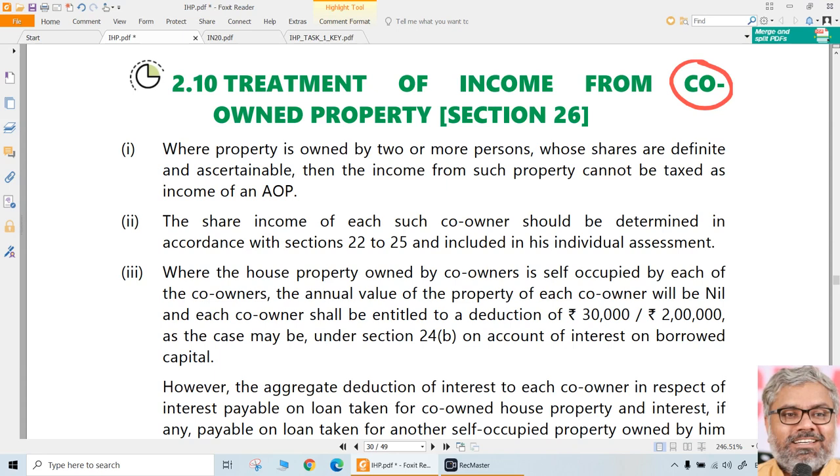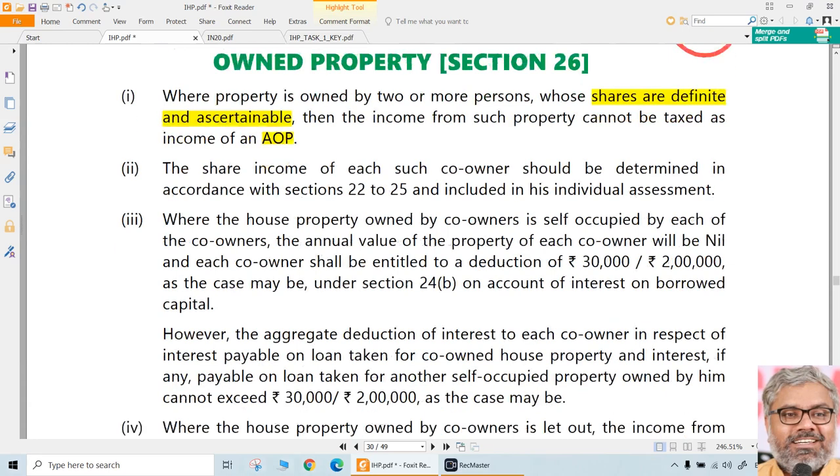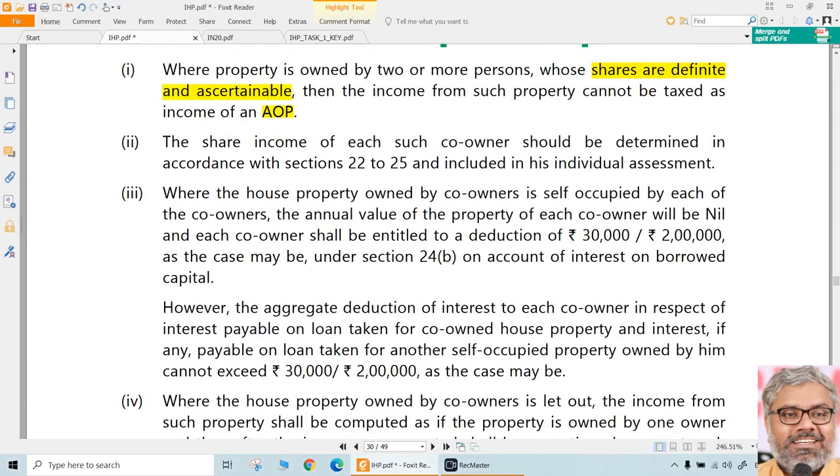That's all. So if the property is owned by 2 or more persons whose shares are definite and ascertainable, then the income from such property cannot be taxed as income of an association of persons. If the shares are definite and ascertainable, if we know exactly how much share goes to each of the co-owners, we should consider as if these are two different individuals and we should share the property's worth to each of the co-owners. So there is no speciality in that. All the other things will be determined in accordance with the same logic of what we already know, sections 22 to 25, as part of his individual assessment.